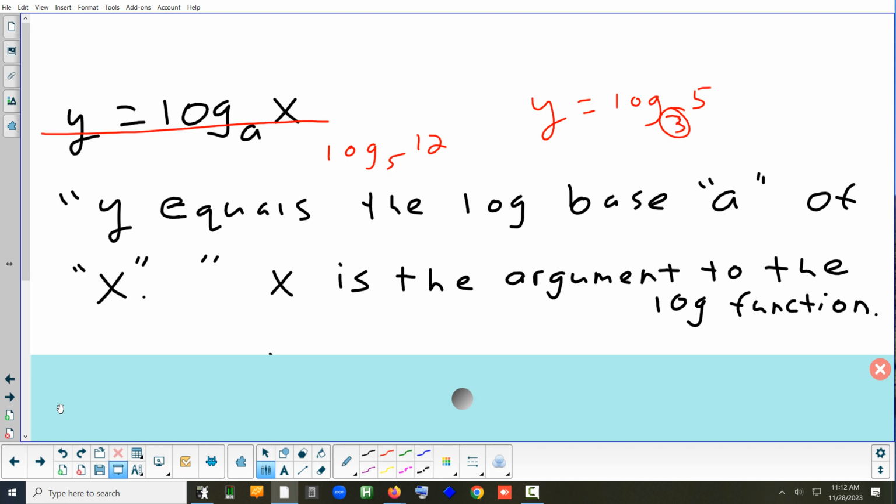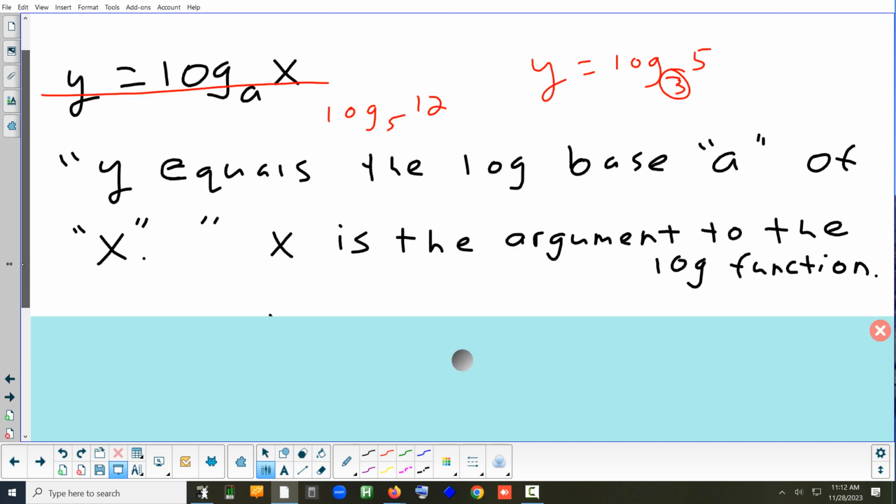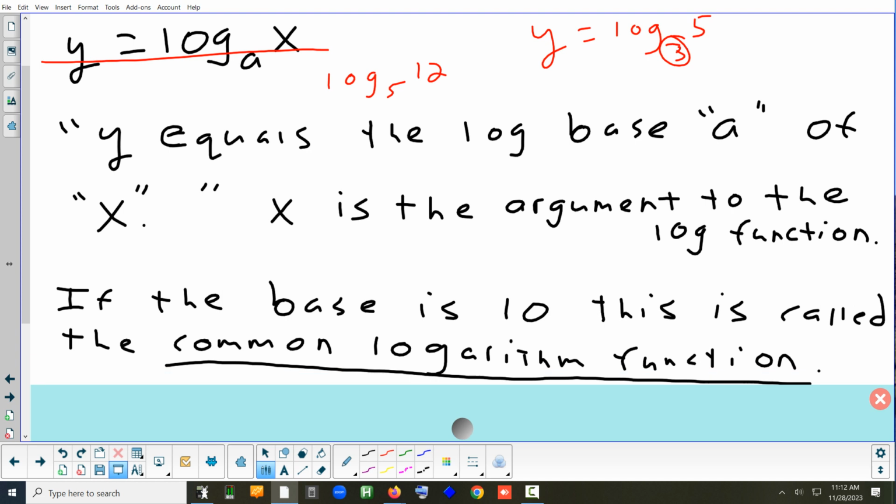There's 2 special bases that have a name. Okay. If the base on your log is a 10, the name for that is called a common log. And so base 10 is called a common log. It's one of 2 bases that you can do on the calculator just by pressing a single button.